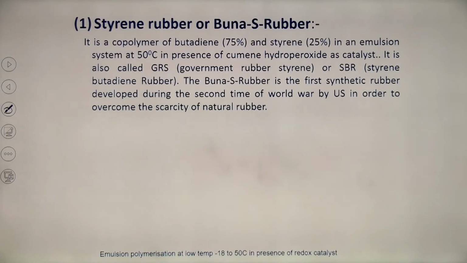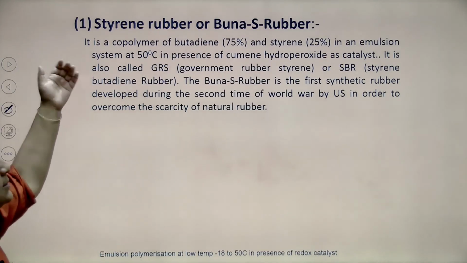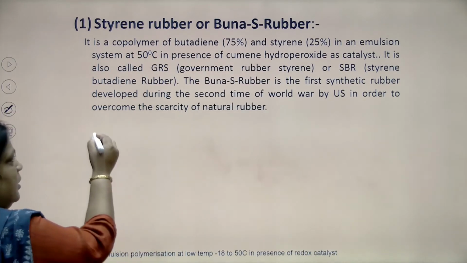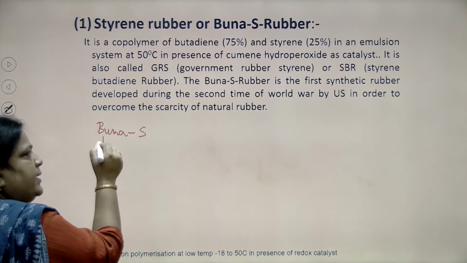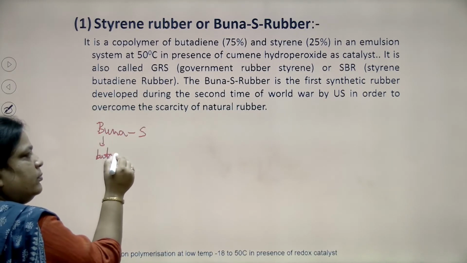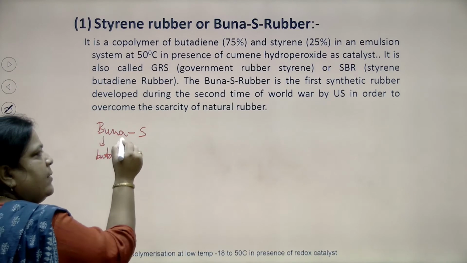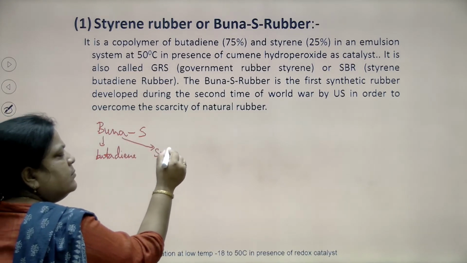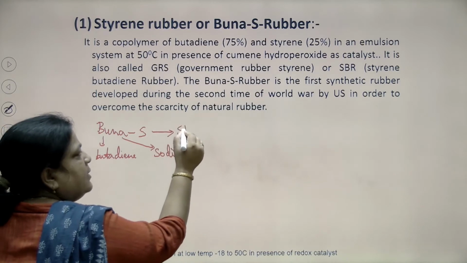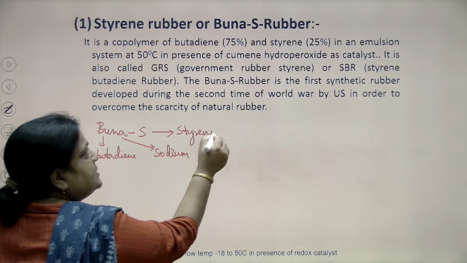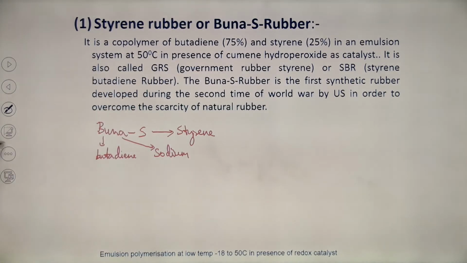Now, let us start with polymers. So, the first polymer is Buna S. Now, what is this Buna S? Bu means butadiene. Na means sodium and S means styrene. It means it is a copolymer. Copolymer means two types of monomers are there.